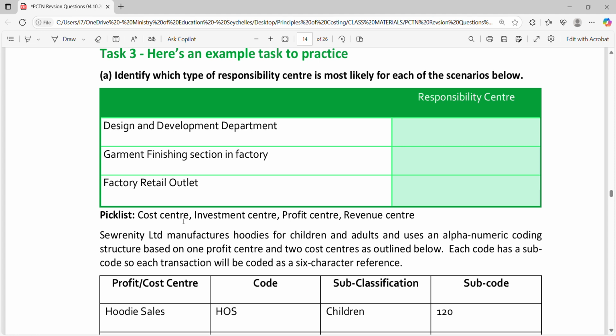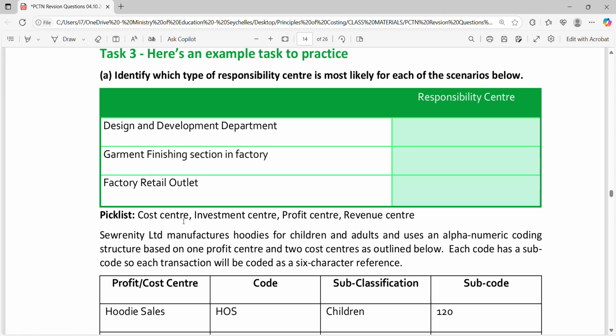Then we have a revenue center. A revenue center is a department or section of an organization that generates revenue only. A profit center, on the other hand, incurs costs and generates revenue. An investment center incurs costs, generates revenue, and manages investments in terms of assets.